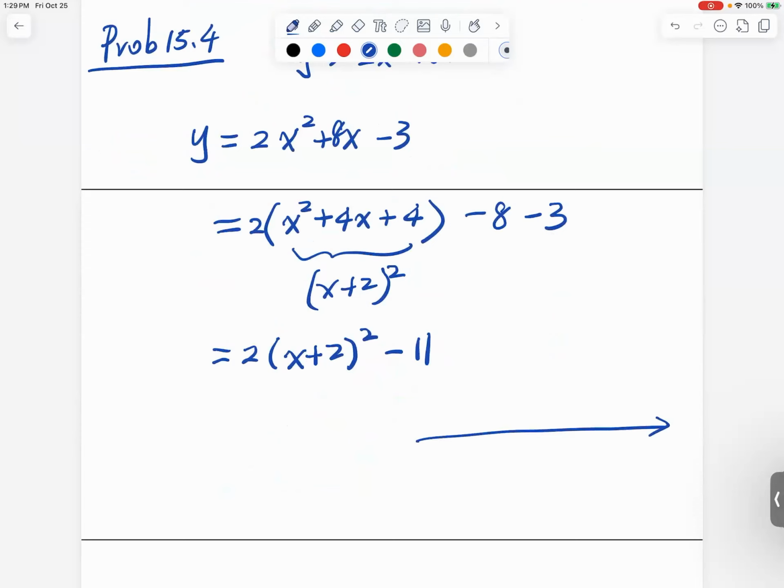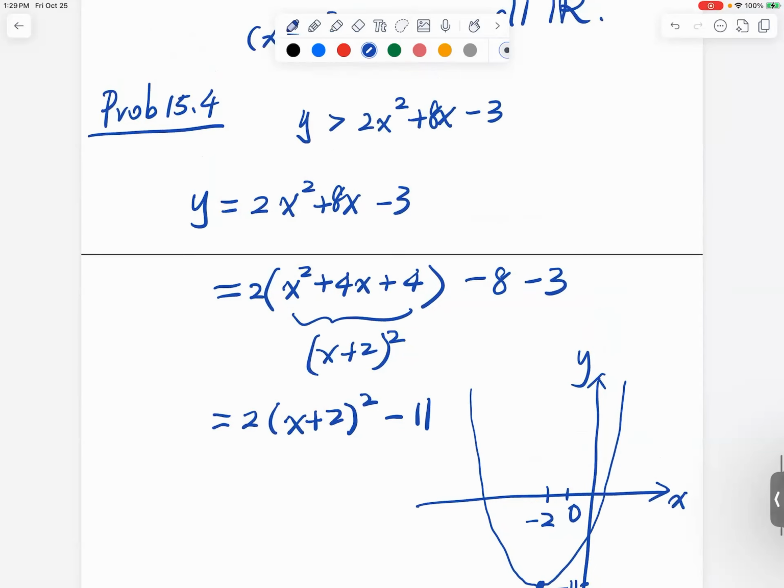Now, if you graph this curve, what do you get? x, y. When x equals -2, y equals -11. Let me move this in this direction a little bit so it's easier to plot. So y equals -11. Let's say this is -11. Okay, then you can draw the curve, right? So this is the equation.